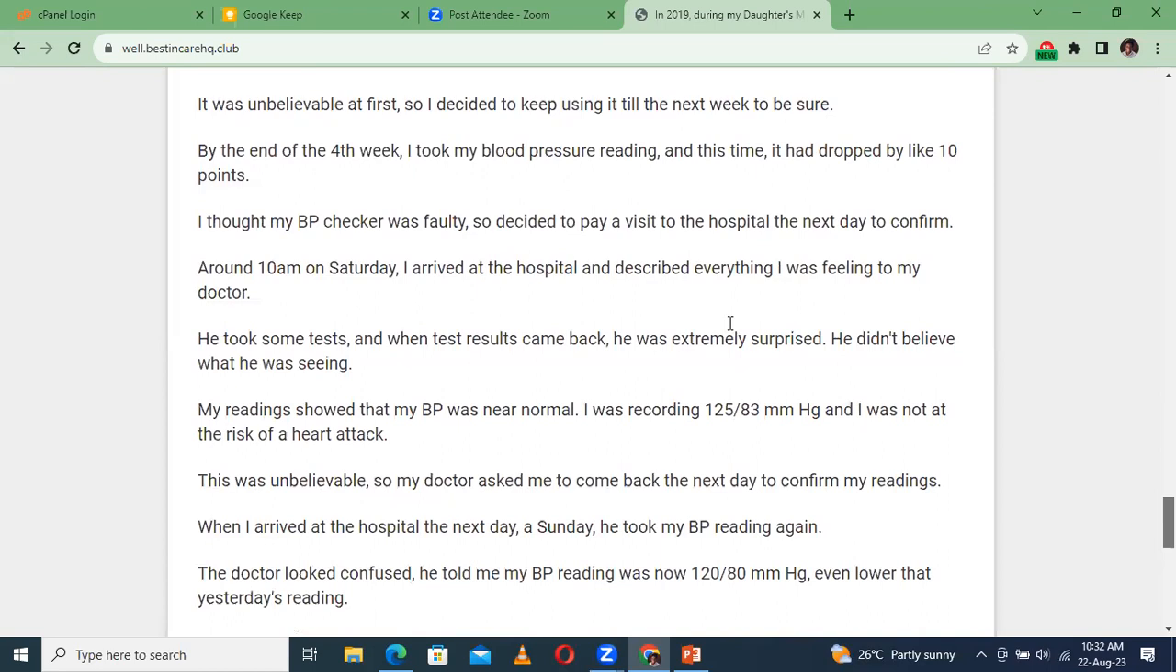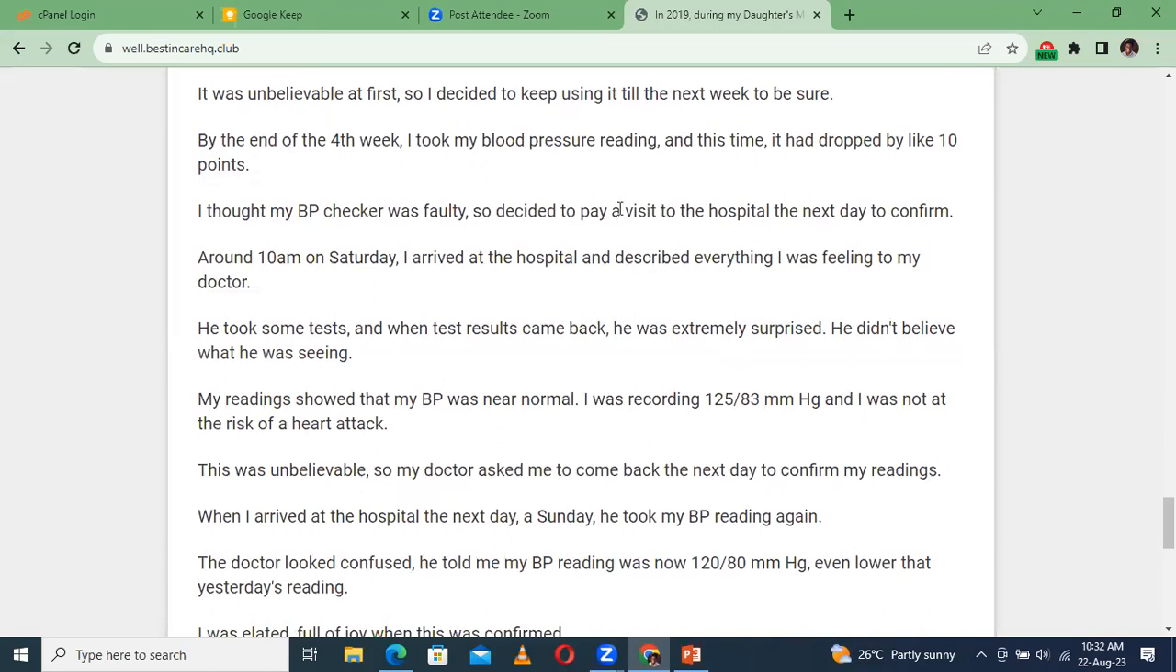So I thought my BP checker was faulty, so I decided to pay a visit to the hospital the next day. Around 10 a.m. on Saturday, doctor and test. He took some tests, and when the test results came back, he was extremely surprised. He didn't believe what he was seeing. My readings showed that my BP was near normal. I was recording 130/83 mmHg.